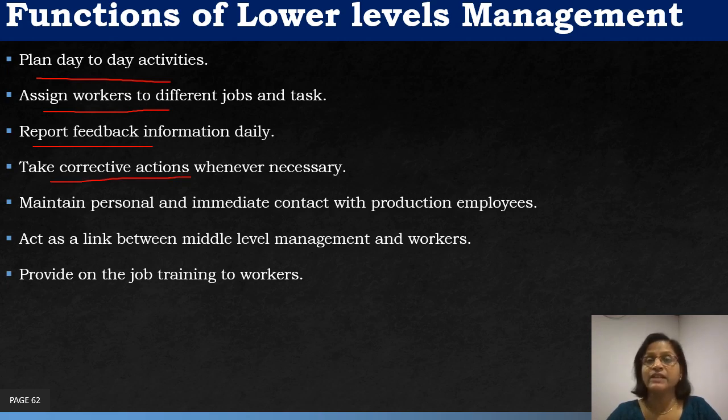They take corrective actions whenever necessary. They maintain personal and immediate contact with the production employees. They are the link between the middle level management and the workers. They also provide training to the workers.